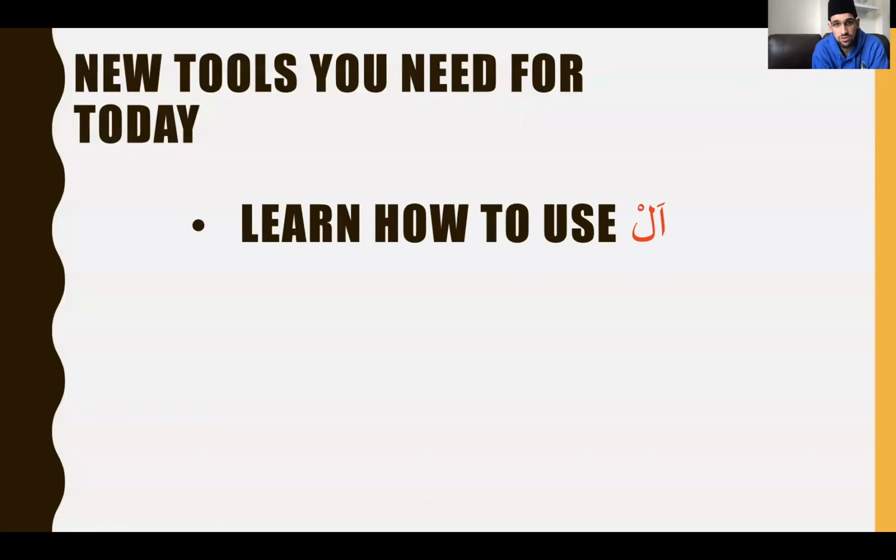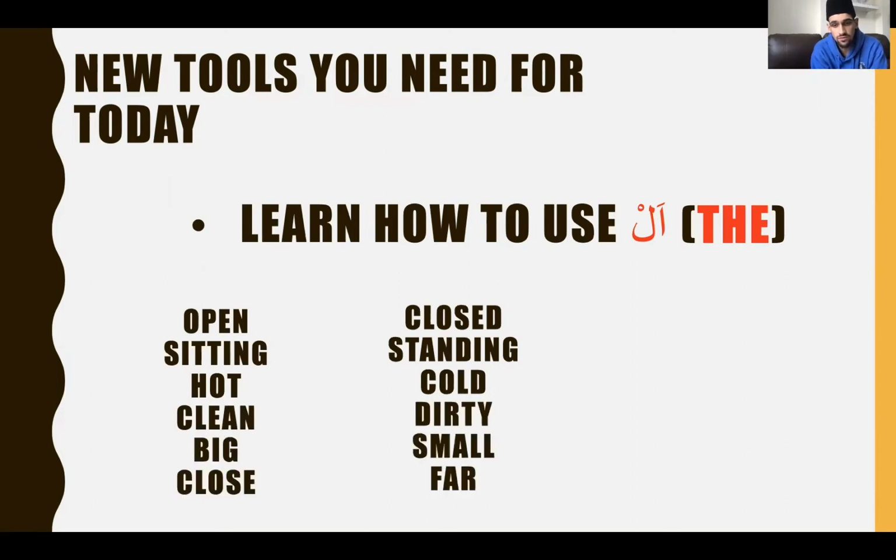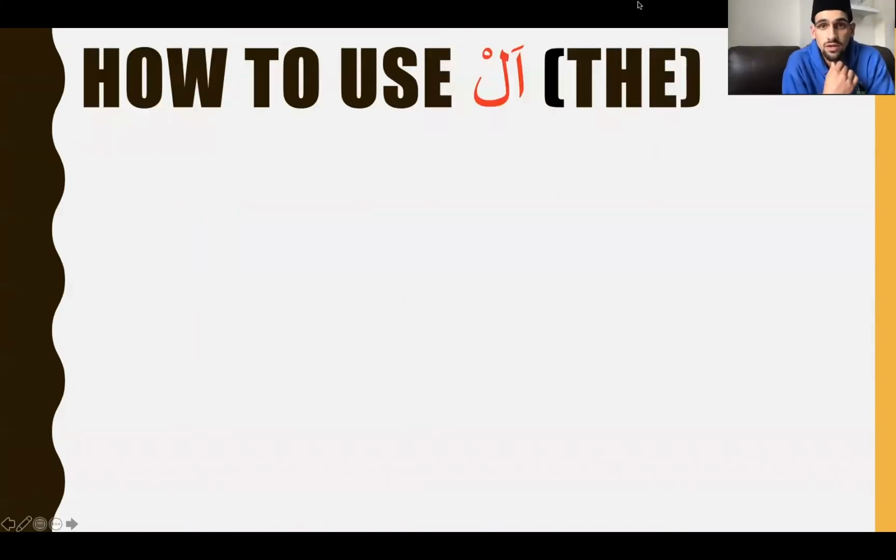So quickly, the things that we are going to learn today are how to say alif lam, which means the in Arabic, and how to say open, closed, sitting, standing, hot, cold, clean, dirty, big, small, close, and far. And one new word, which is water. So these are the things which we are going to attempt to learn. We're trying to use different examples. So now let's see how to use alif lam, meaning al, in a sentence.